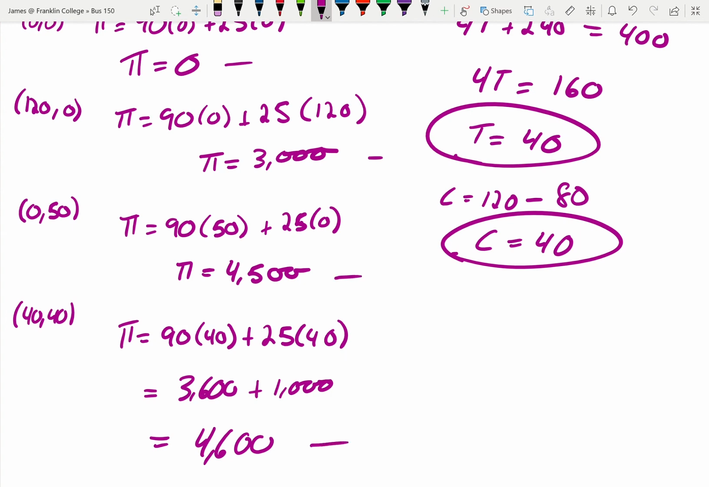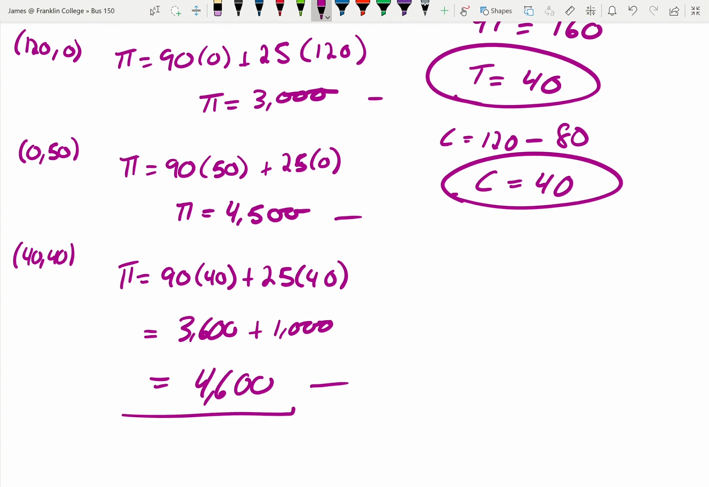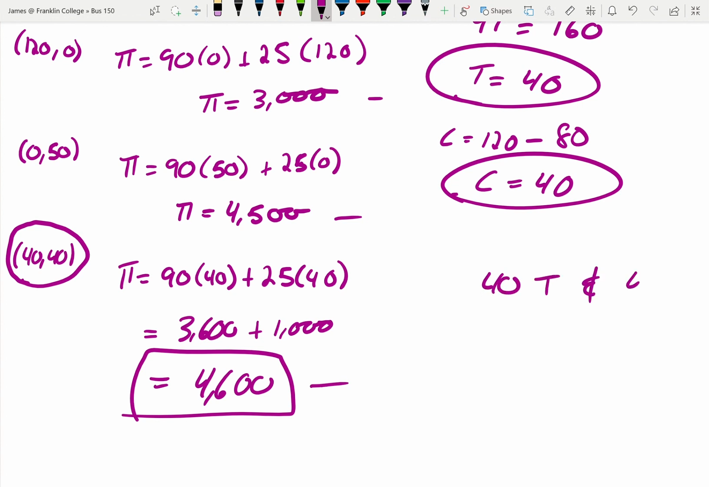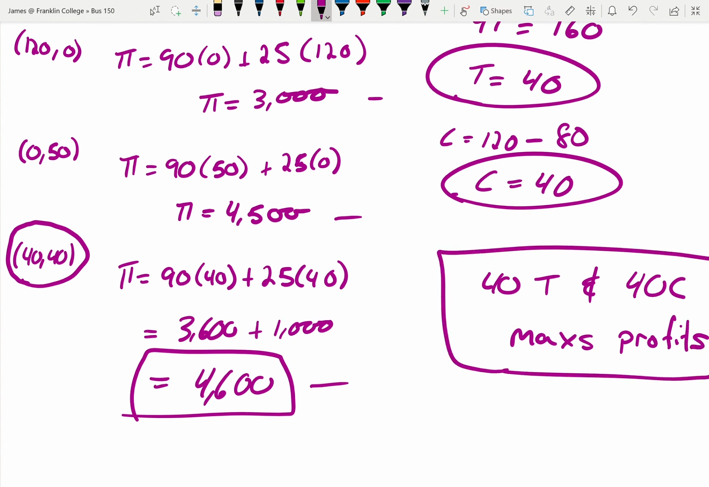So out of our 4 potential profits, profits of 0, profits of 3,000, profits of 4,500, or profits of 4,600, which is the greatest profit? Well, $4,600. And what combination of chairs and tables can we sell that gives us the maximum profit? Well, 40 tables and 40 chairs will max profits. Yay! And that's how we did it. All right. Well, that is it for today's lesson.